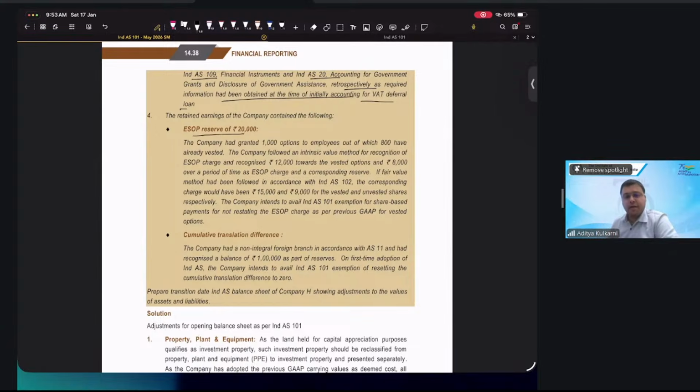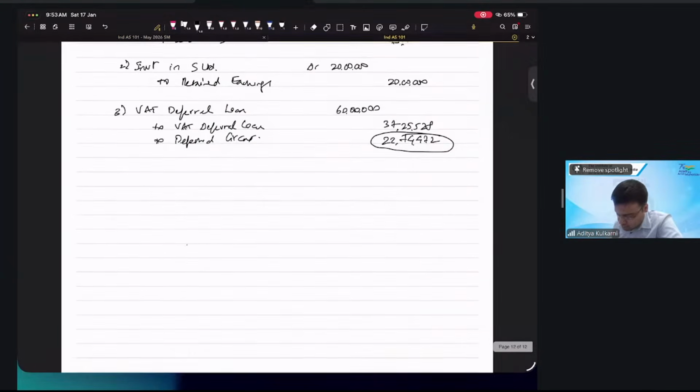Next. ESOP reserve of 20,000. The company had granted 1,000 options to employees, out of which 800 have already vested. So 1,000 options, vested 800, not vested 200.